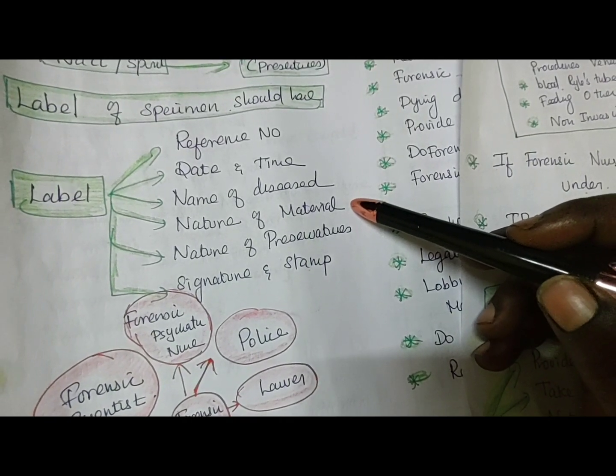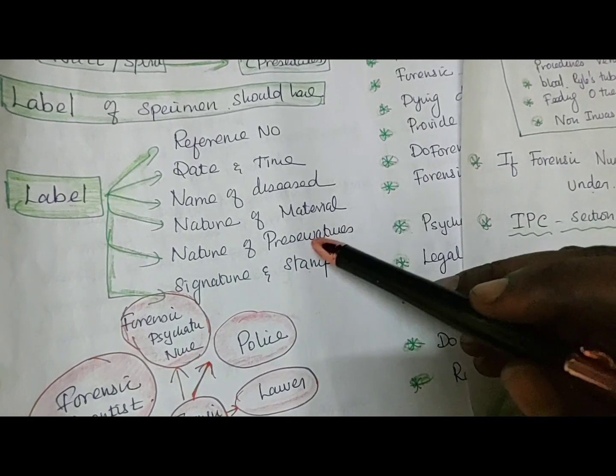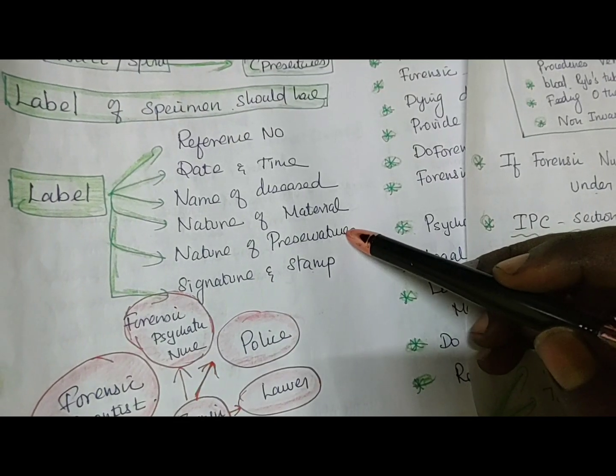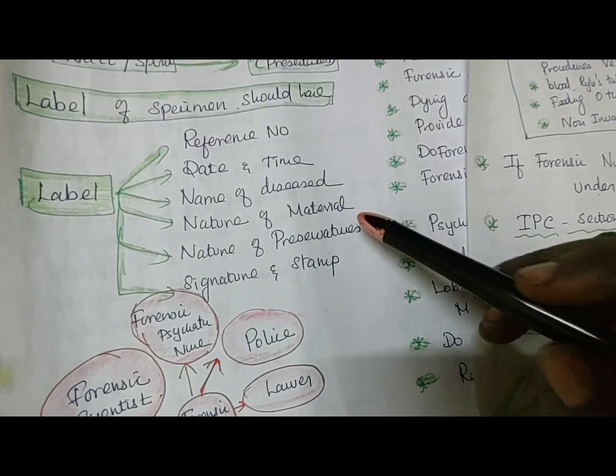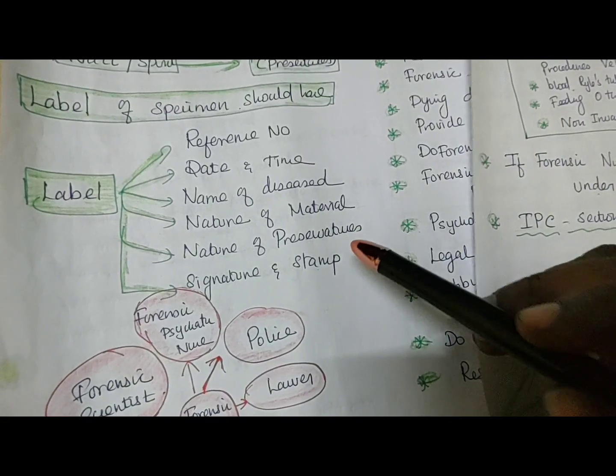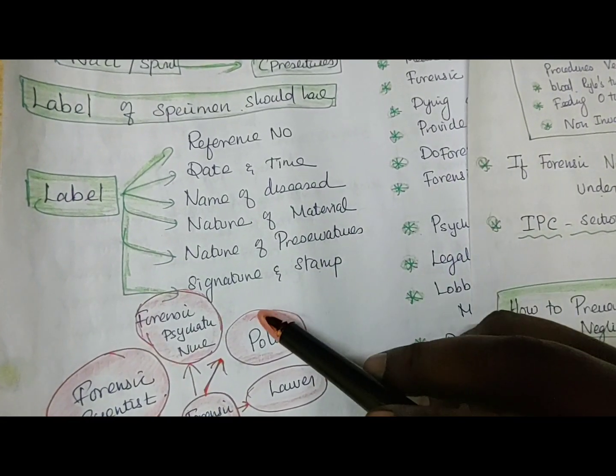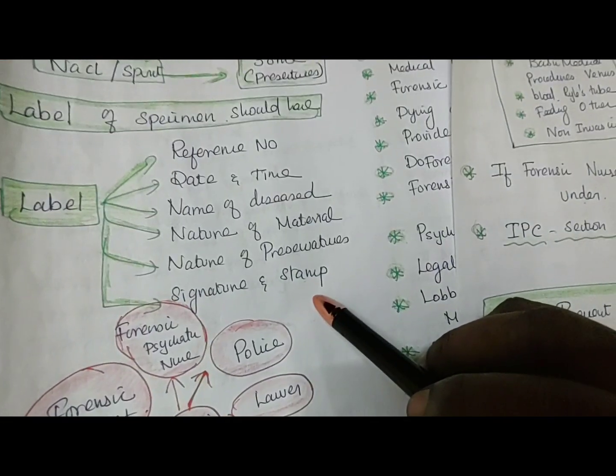If needed, the container can also be used. Then the nature of the preservative, what kind of preservatives are inside. Sometimes you need to put it in the refrigerator, so the correct temperature has to be maintained. Then her signature and stamp are very important.